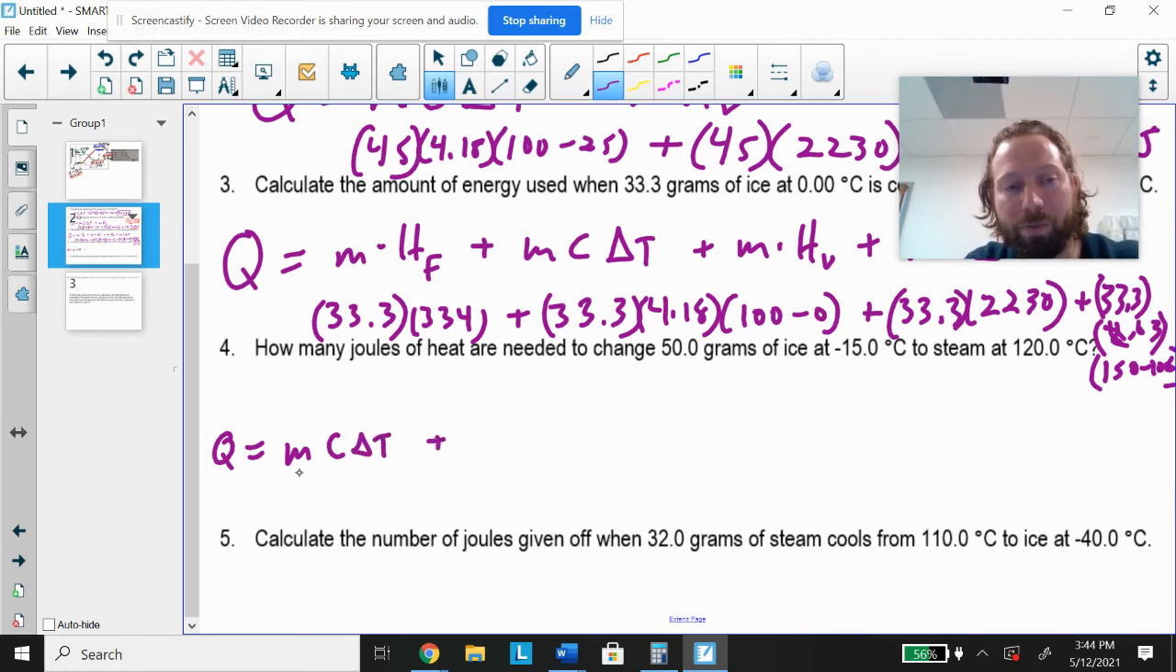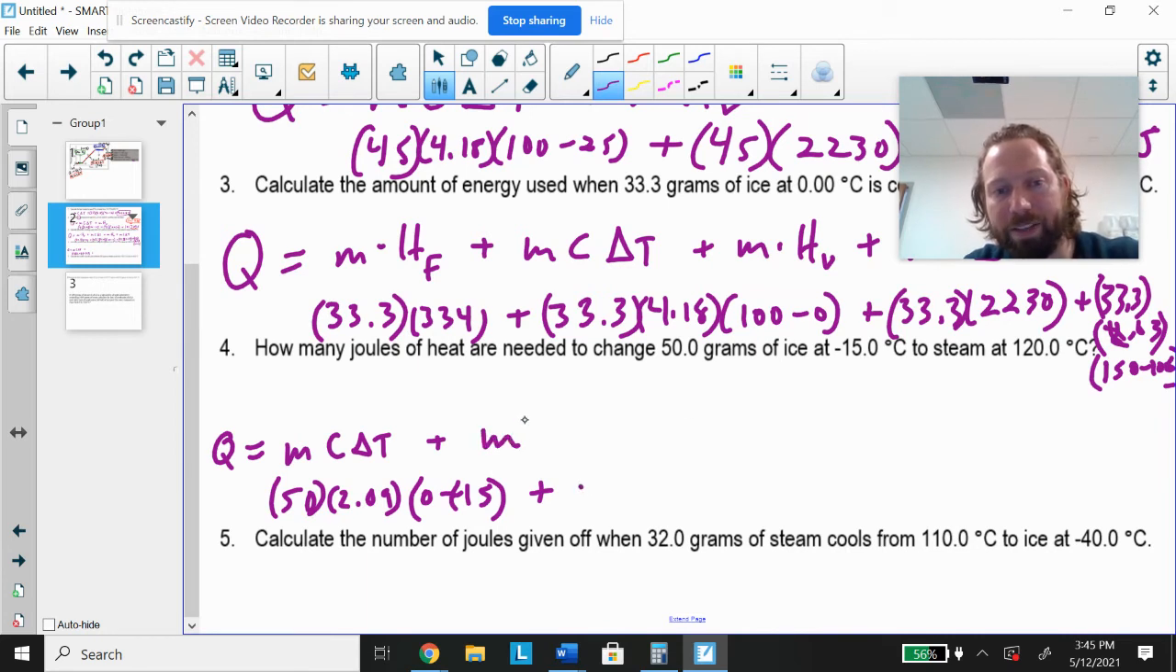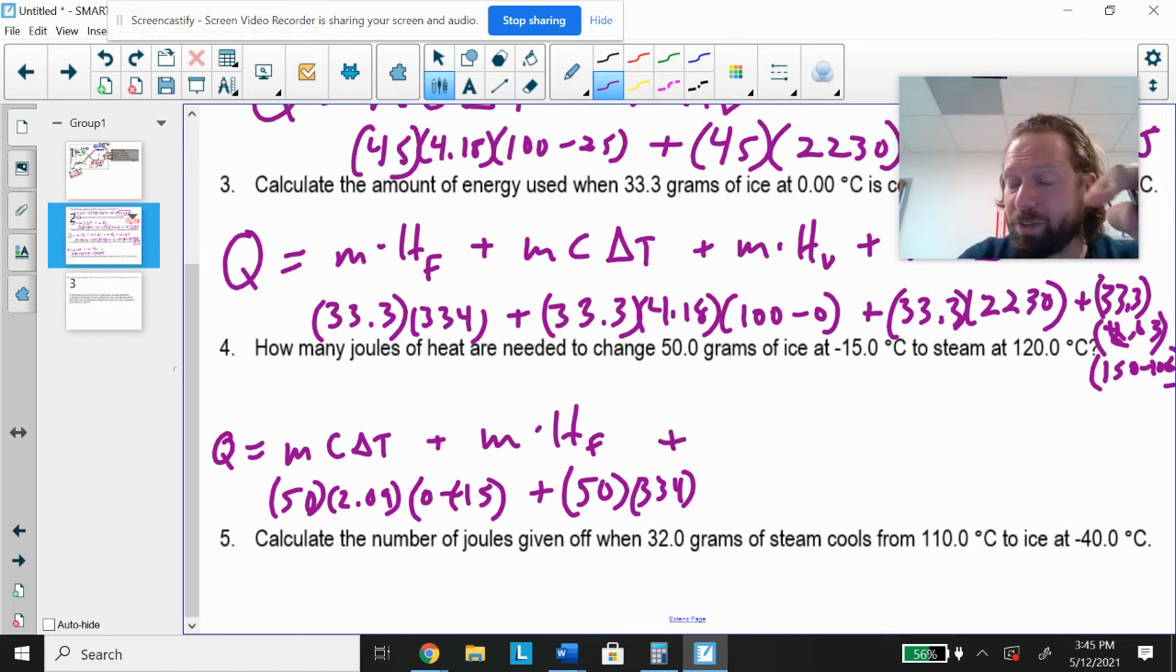So we're going to go from the mass, which is 50, and then 2.09, which is specific heat of ice. We're going to start at negative 15, and we're going to end at 0. So negative 15 minus negative. And then we add the mass times heat of fusion. So the mass again is 50 times 334. And now we figured out how much it takes to melt it.